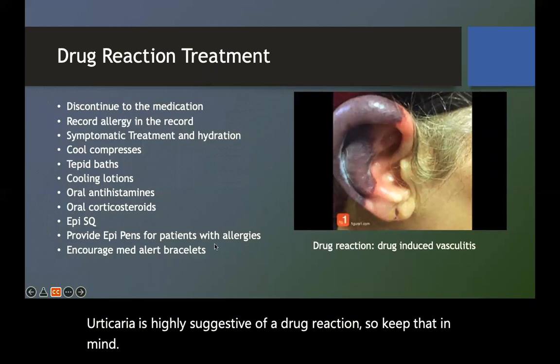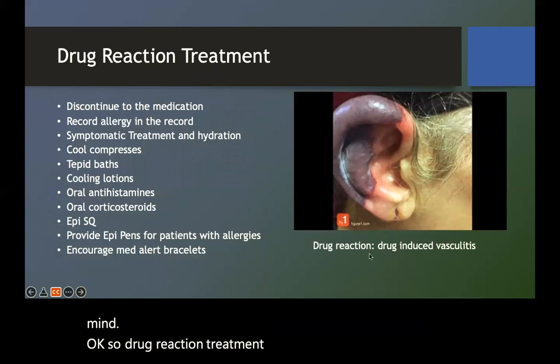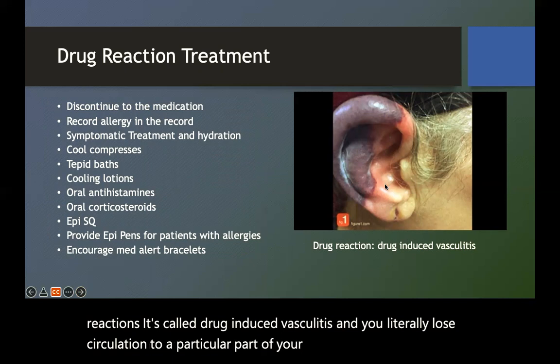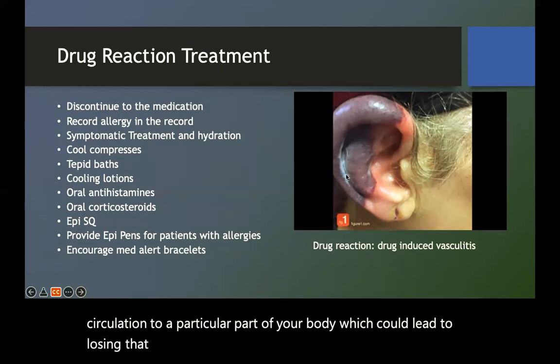Okay, so drug reaction treatment. Here's one of your worst case drug reactions. It's called drug-induced vasculitis, and you literally lose circulation to a particular part of your body, which could lead to losing that particular part of your body.